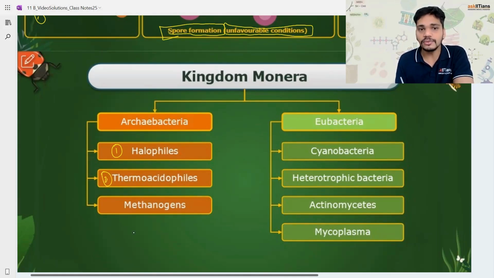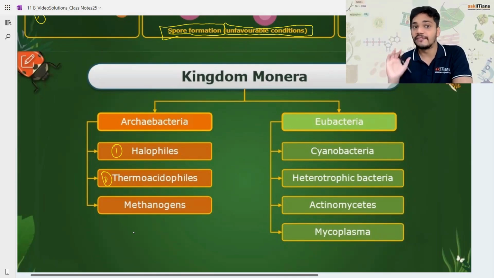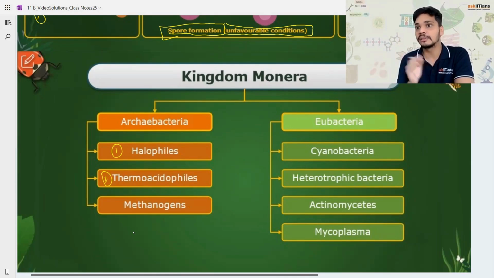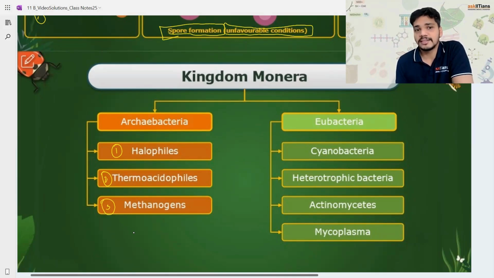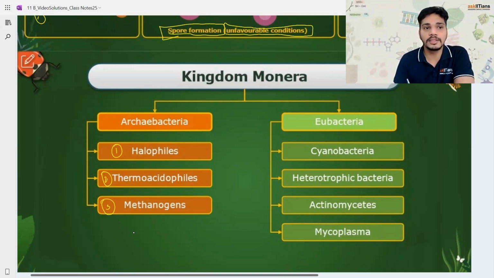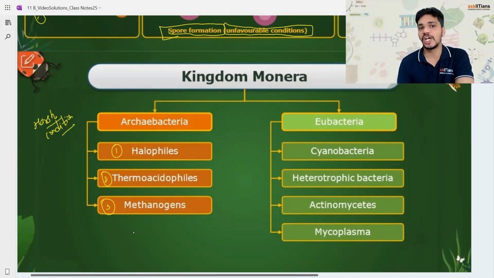Then thermoacidophiles, where high temperature and acids are found. These are the bacteria that can live over there. And the methanogens, which produce methane gas. These archaebacteria are mostly found in harsh conditions, such as halophiles, thermoacidophiles, and methanogens.